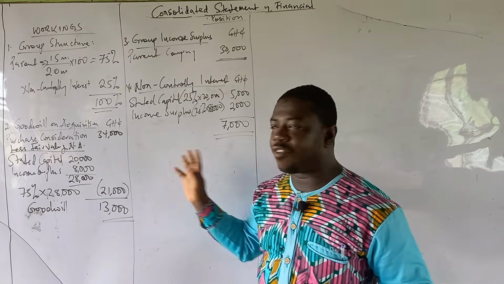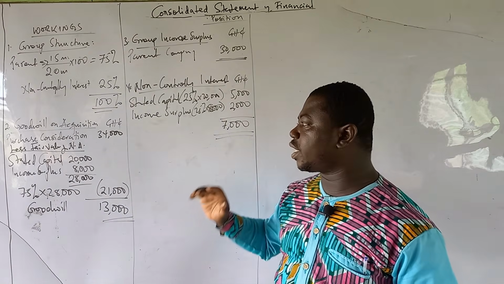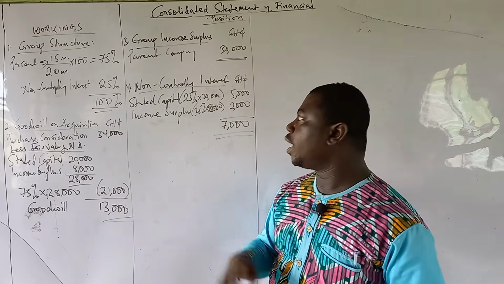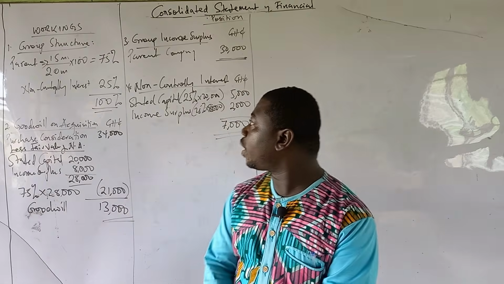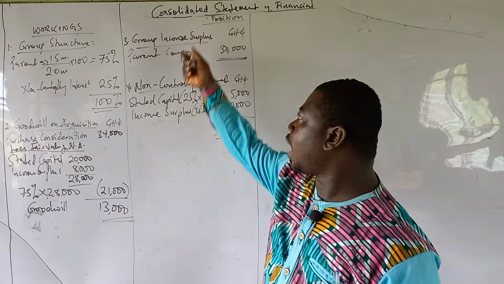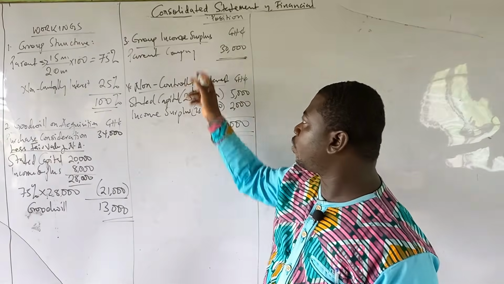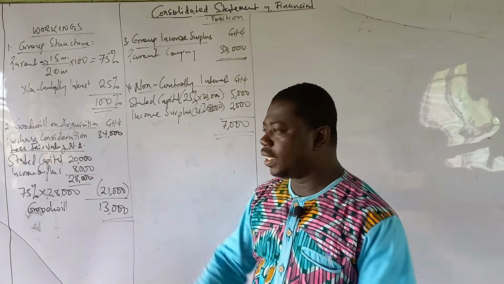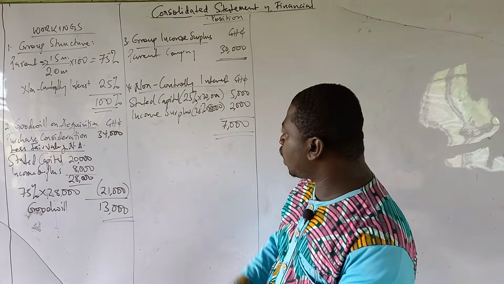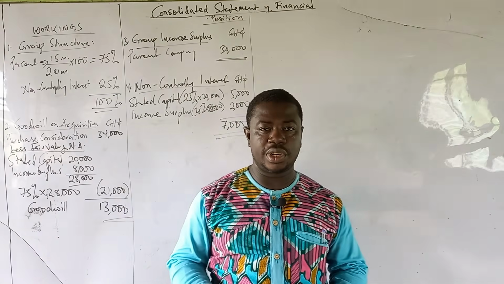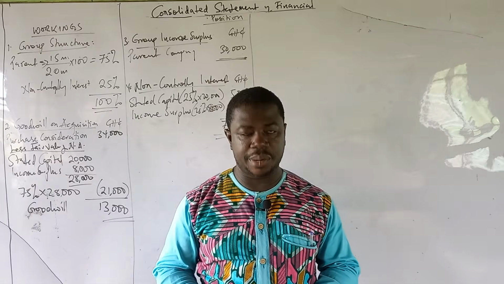So this is the big four. Always go by the group structure: goodwill on acquisition, the group income surplus, and the non-controlling interest on acquisition date. These two are on reporting date. This is at acquisition date. These two are on reporting date. This is at acquisition date. And once you are done with this, then you can proceed to prepare your consolidated statement of financial position.